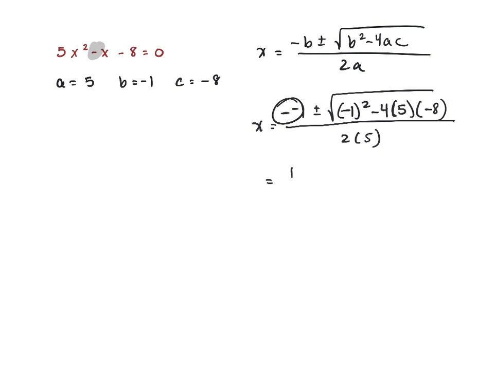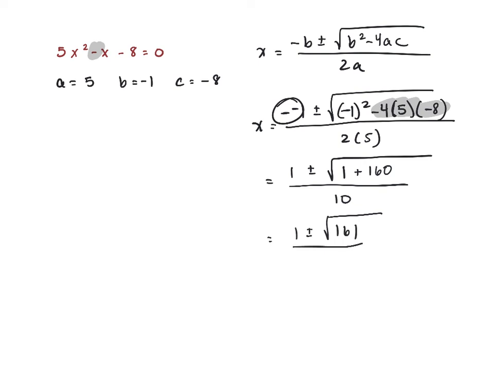Double negatives, plus 1. Square a negative, you get a plus 1. And then you do this whole multiplication. Okay, so negative 4 times 5 is negative 20. Negative 20 times negative 8 is going to become a positive, and there'll be a what, plus 160. All over 2 times 5, 10. So 1 plus or minus the square root of 161 divided by 10.